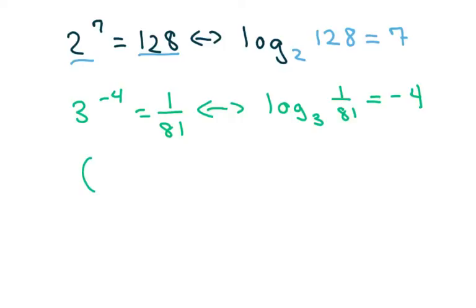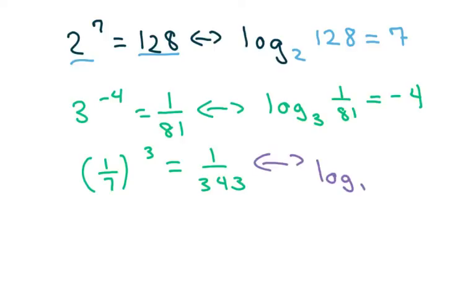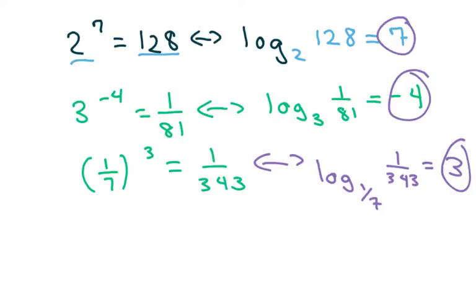Okay, we have 1/7 to the 3rd equals 1 over 343. To rewrite it, we're going to write log of my base, which is 1/7, of my value, which is 1 over 343, equals your power, 3. And just remember, your power is here, because we're going to be evaluating some, and you want to be able to do some of those. Let's do a couple more.